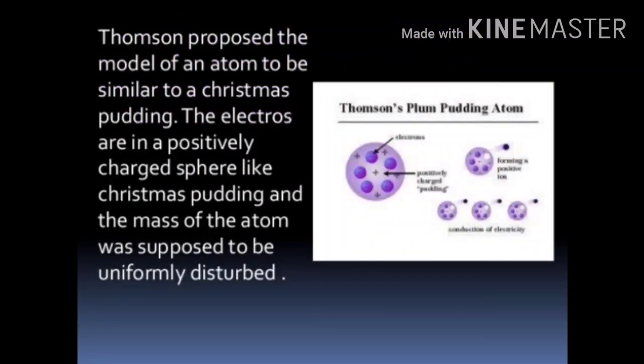whereas Thomson proposed a model of the atom similar to the watermelon model, in which the electrons are spread inside the positive charge, and the positive charge is distributed all around the sphere. This model is similar to the pudding model. This is also known as the watermelon model. So this model differs from the Thomson model of the atom.